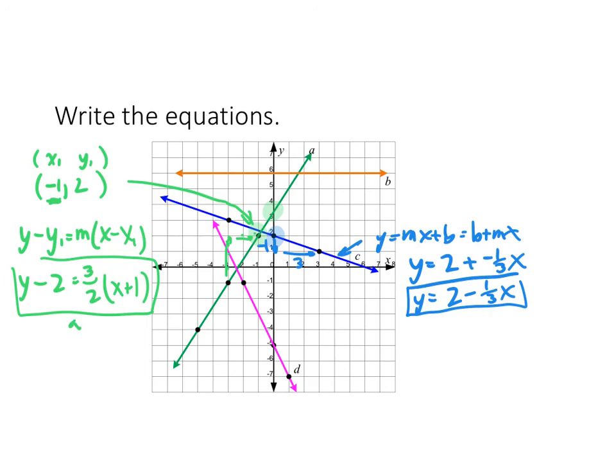Let me skip D. It's a slope-intercept form again. Let's go to B, and B has an equation. Since all the y values are the same, all the y values are equal to 6, this is the equation.